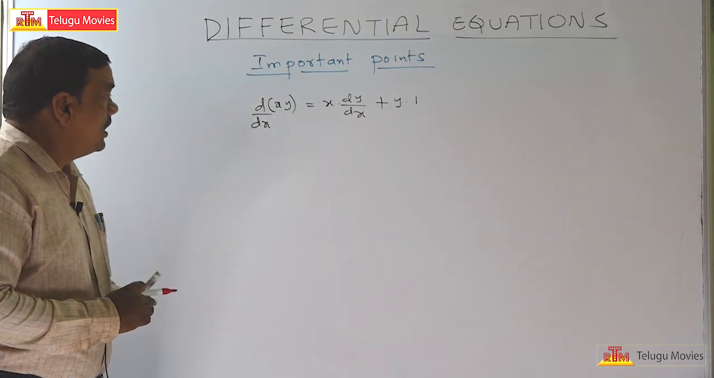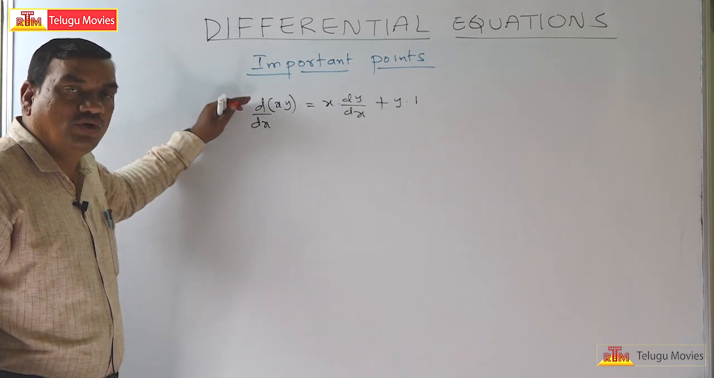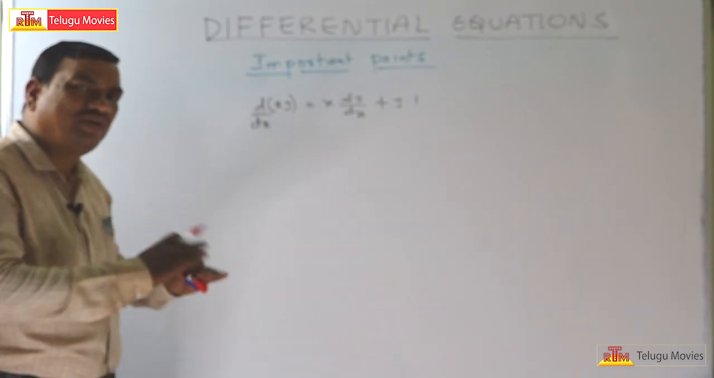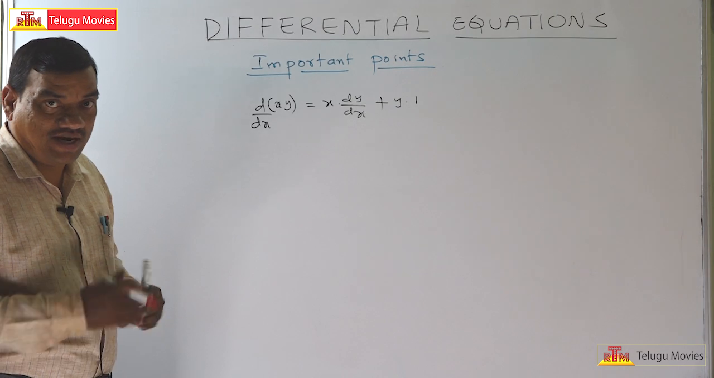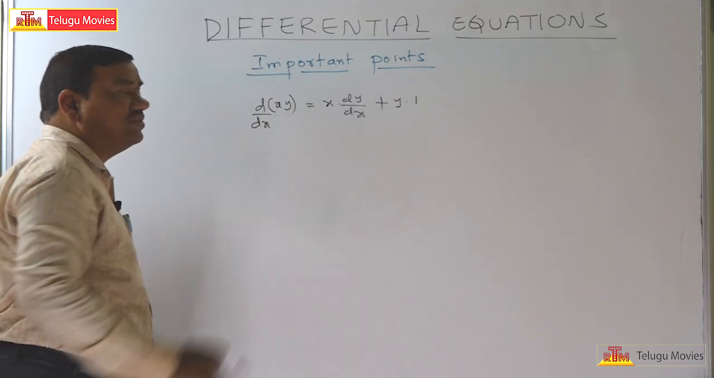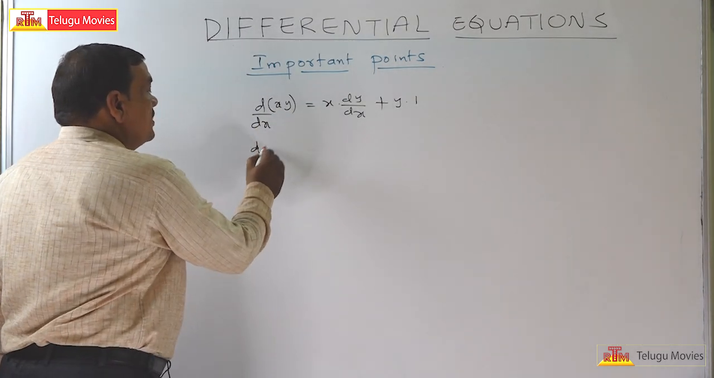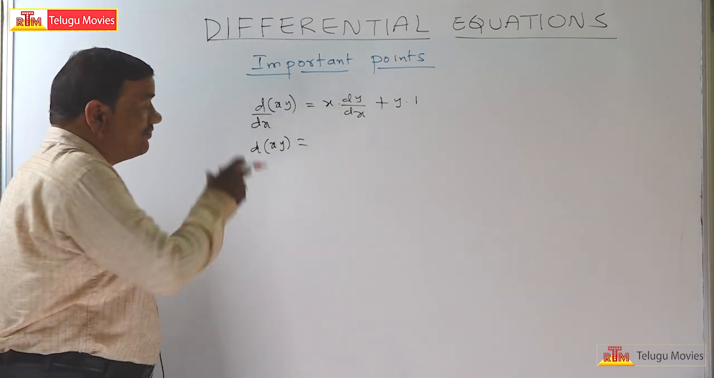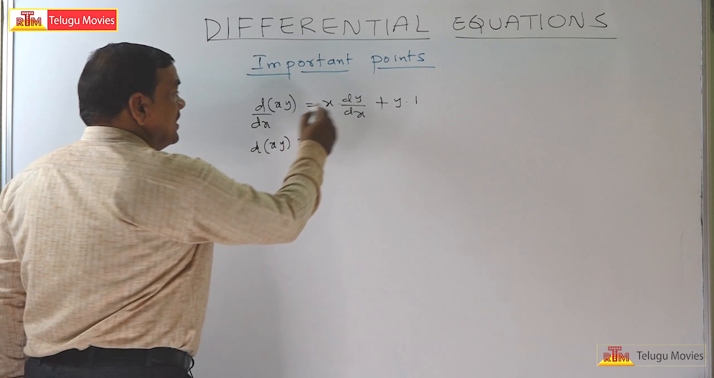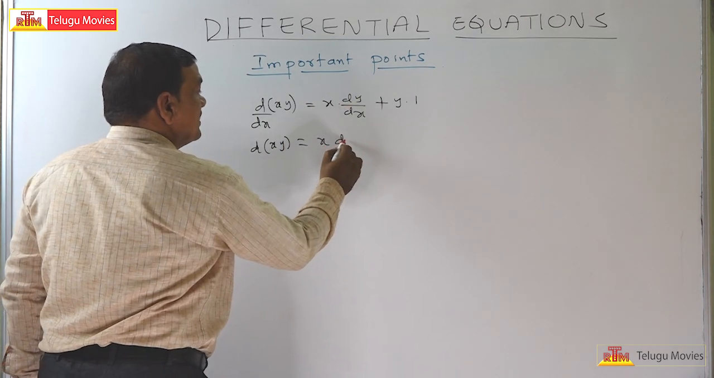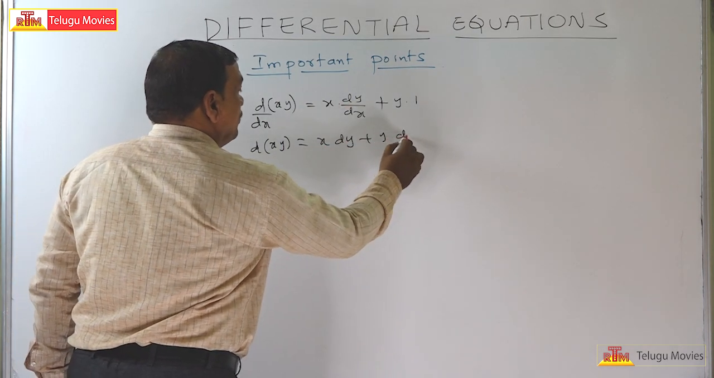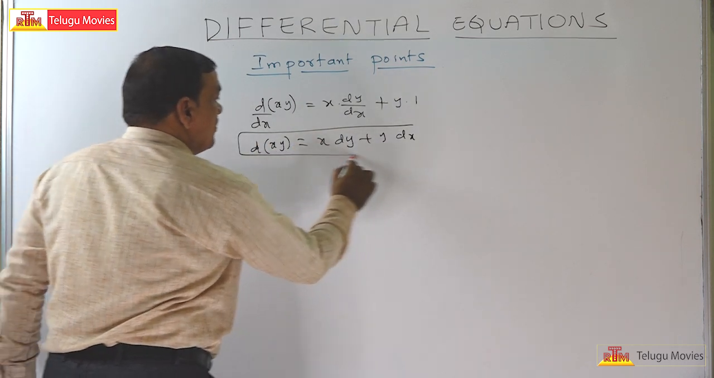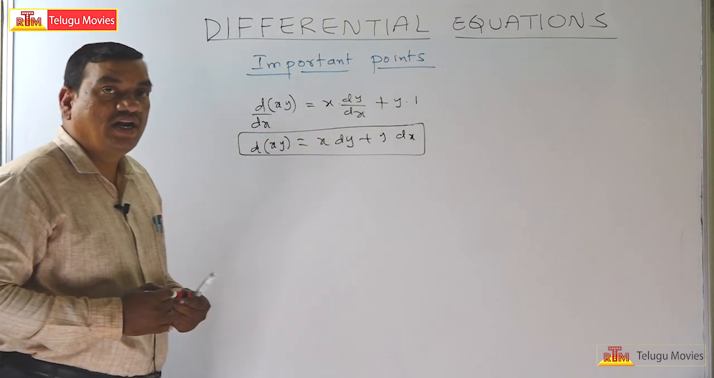Understand this? Now, we know dy by dx, so we can separate dy and dx at this stage. Now multiply with dx and see what happens. The differential of x and y is, here also dx will get cancelled, plus y into dx. So this is a very important format.